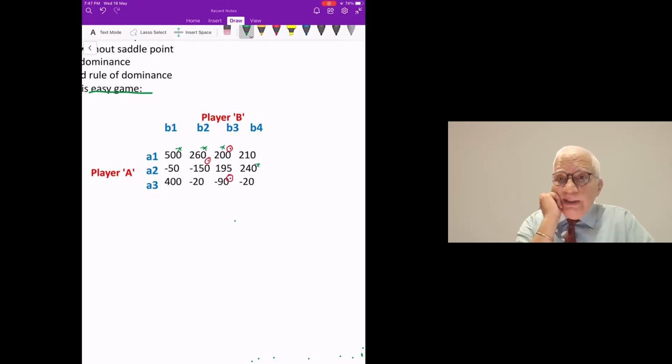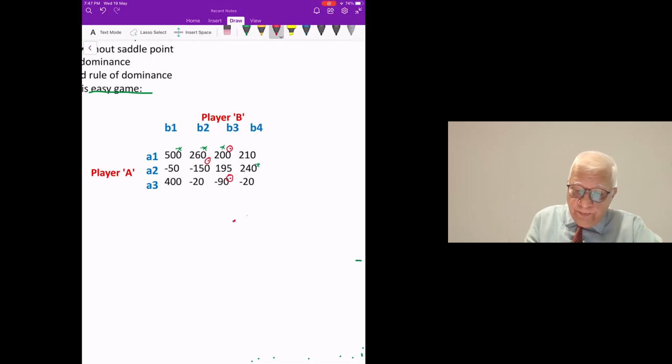Can you see that one particular number in this matrix has got both the symbols? This is the row minimum, and this is the column maximum.